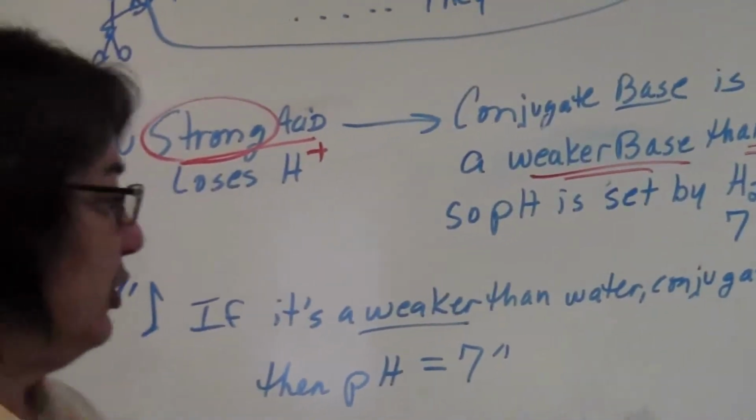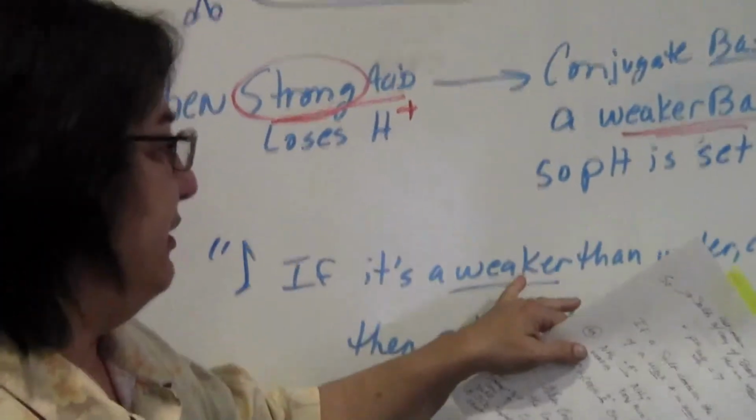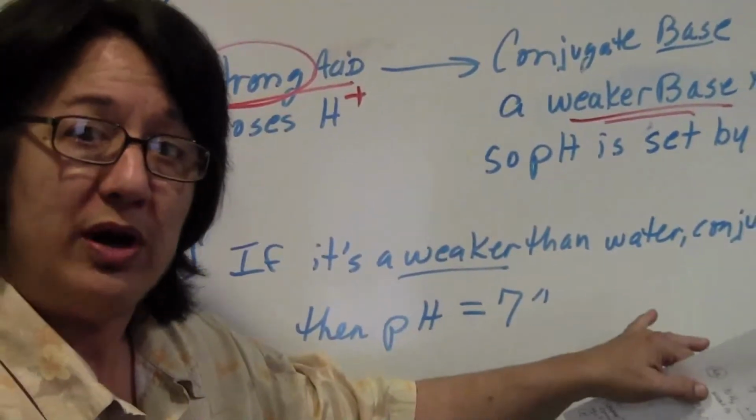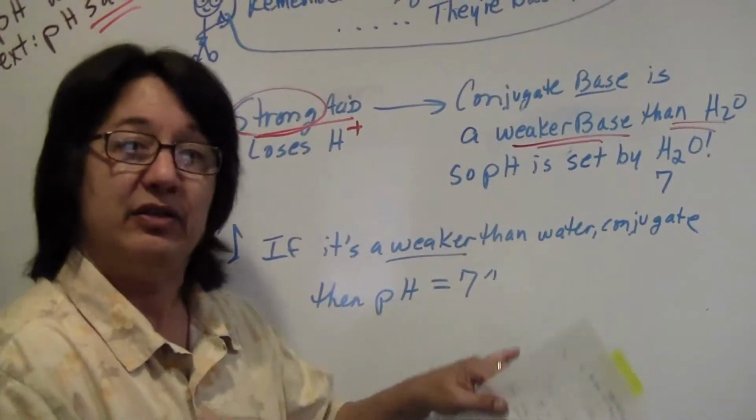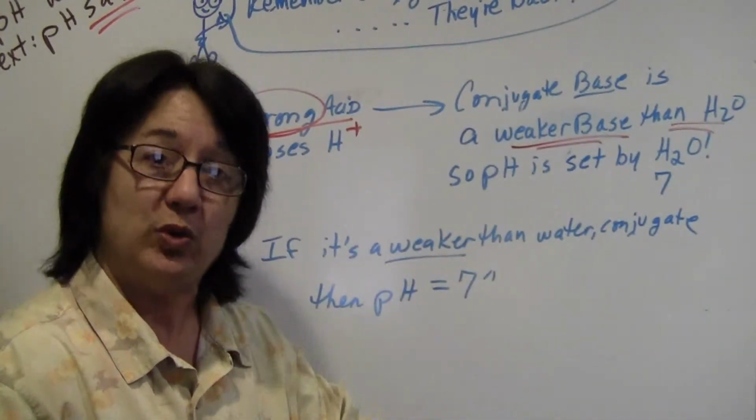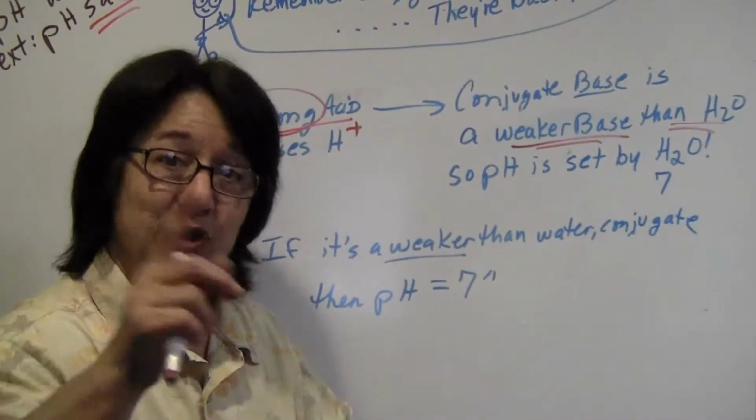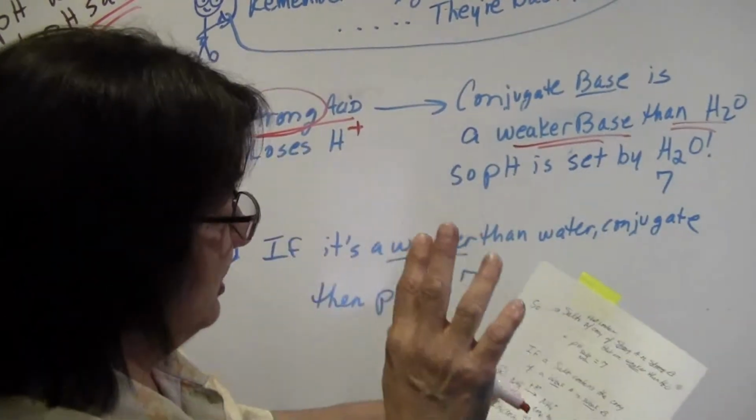And here you'll learn in our pH song later on, if it's a weaker than water conjugate, then pH equals 7. You'll learn the whole song later. That was just a little taste.